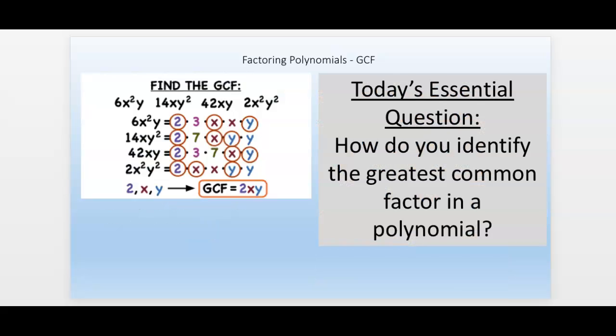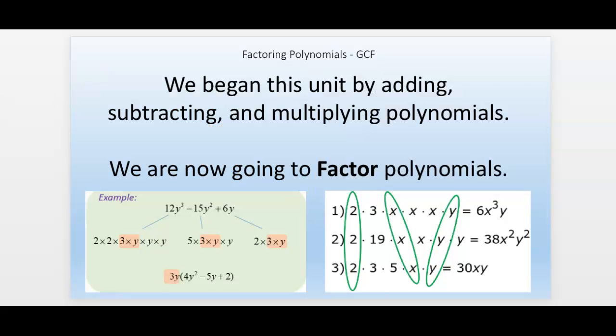All right, our essential question: how do you identify the greatest common factor in a polynomial? Okay, you all had greatest common factors in 6th grade. It's whatever factors they have in common. The largest factor they all have in common, you can take it out. That's known as factoring.